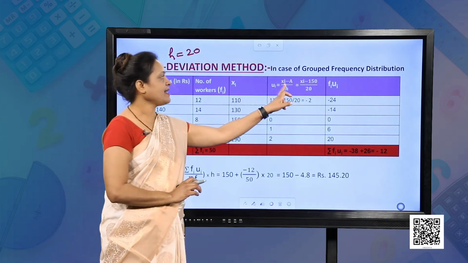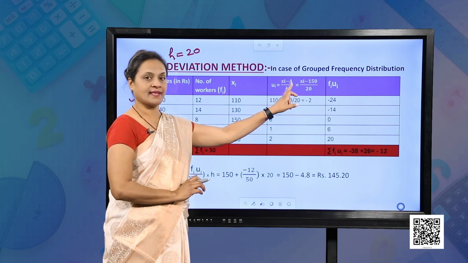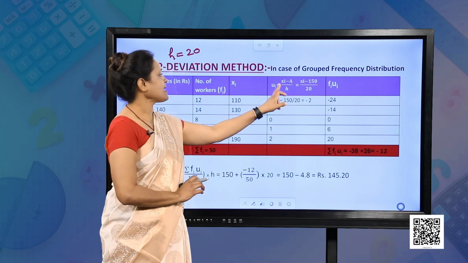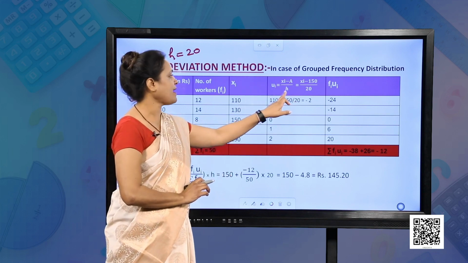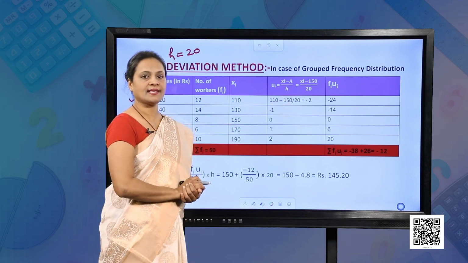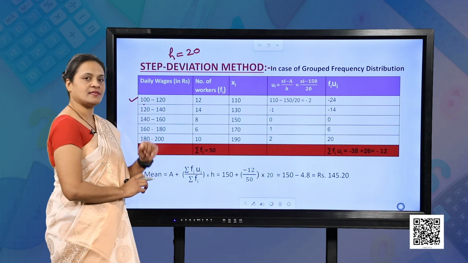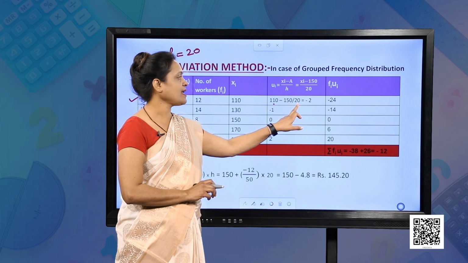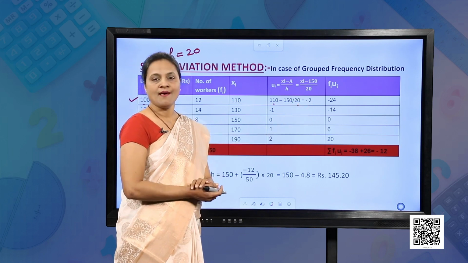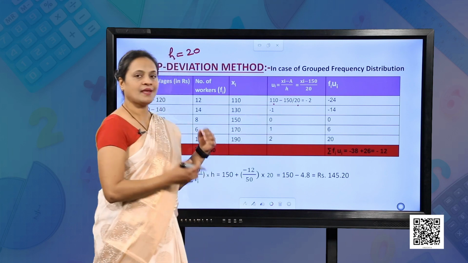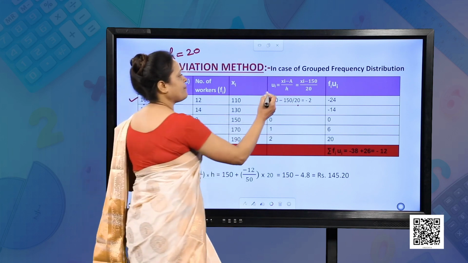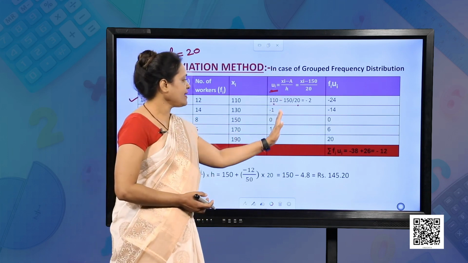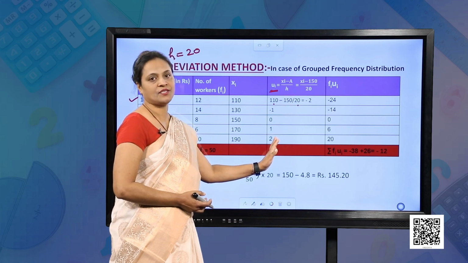We are going to divide di, that is xi minus a. Do you remember we calculated it in the previous method? Xi minus a, which was di, will be divided by h, which is 20 in this case. So, for the first class interval, we get the value as 110 minus 150 divided by 20, which is minus 2. We represent these values by the variable ui. Got it? And we calculate this ui for all the class intervals.